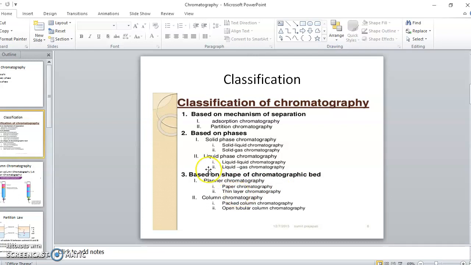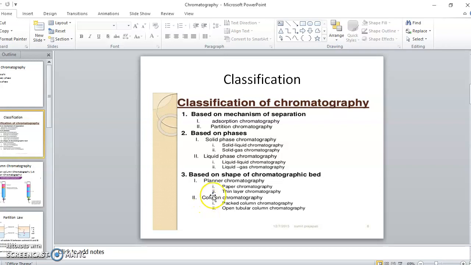Now, you can also call it the technique of separation. Here you are preparing a chromatographic bed, or we are preparing a stationary phase. Based on that we can have planar chromatography. In planar chromatography, the stationary phase is prepared on a plate. It will be a glass plate, a thin metallic plate, or a paper, like that. Over that you are preparing the stationary phase in a planar manner. That's why this chromatography is called planar chromatography.